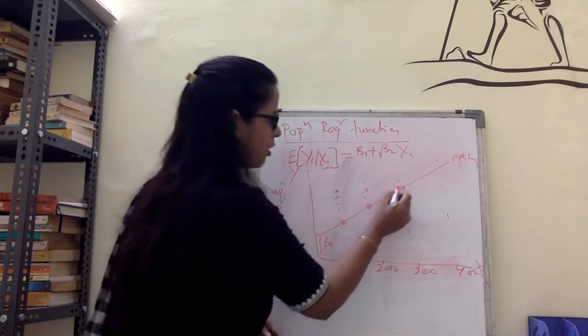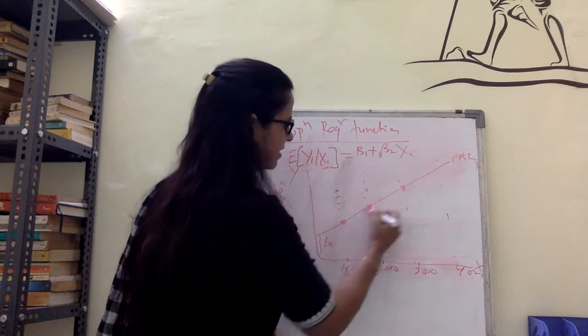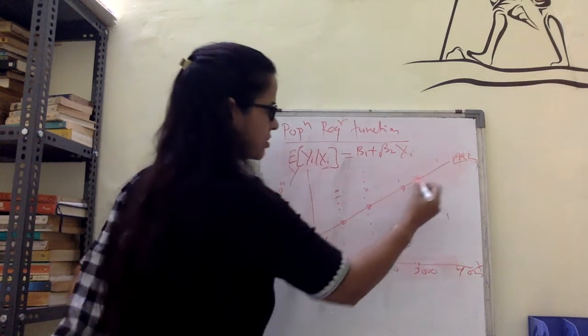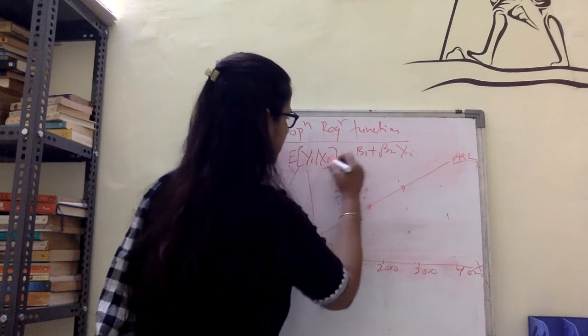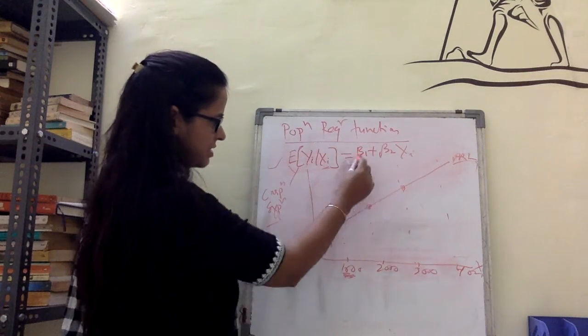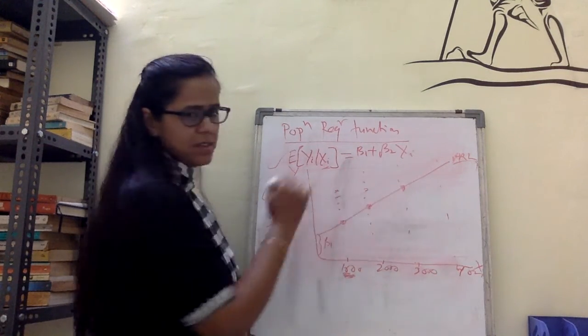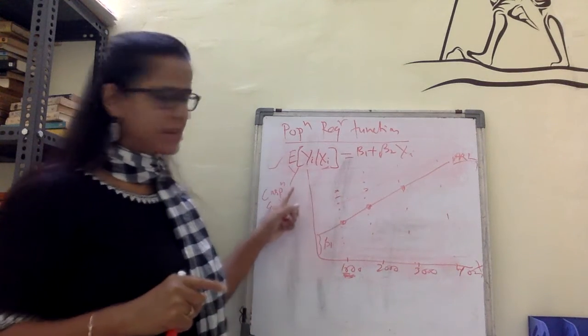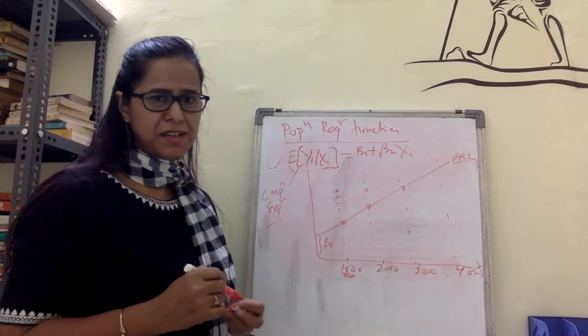So if you connect all these points, this line will be called the population regression line, and the function will be known as the population regression function, which is this one, right? And this is beta 1, which is the intercept, and beta 2 is the slope of this line. Okay, so I hope I made you understand the concept of the population regression function.